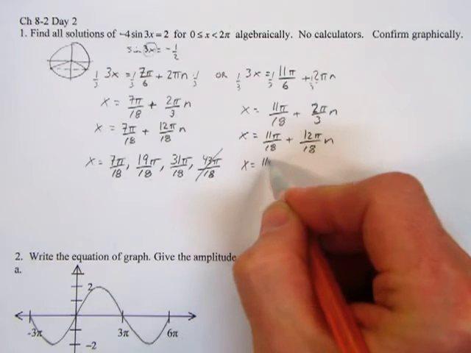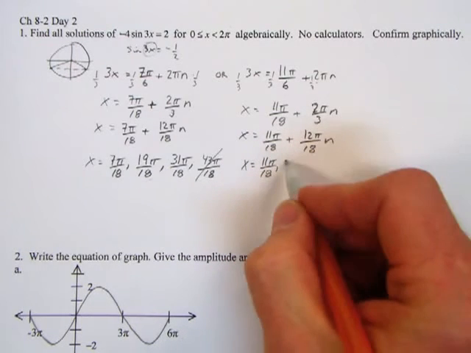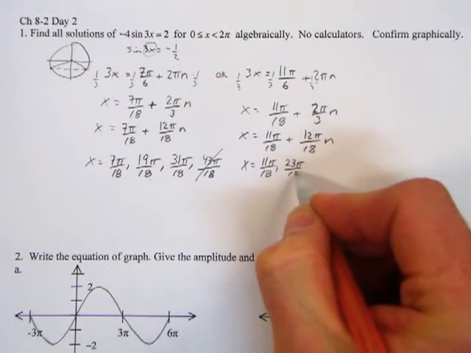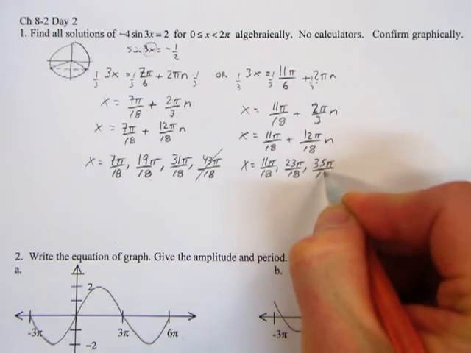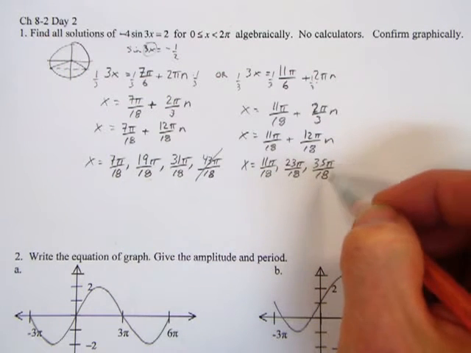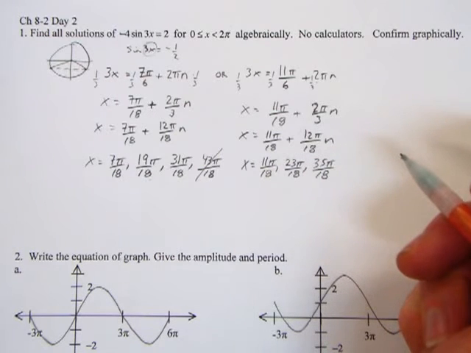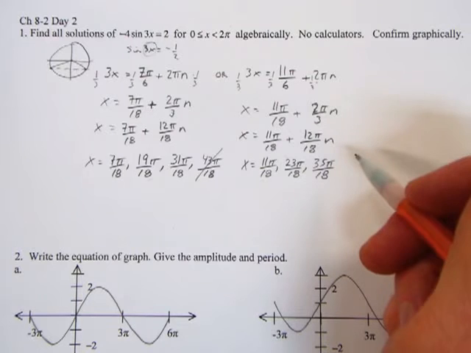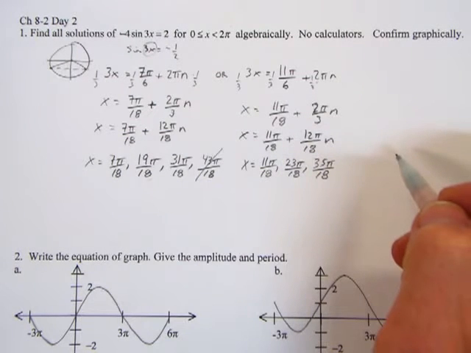And on this piece, we have 11 pi over 18, add 12 pi over 18 to get 23 pi over 18, add another 12 pi to get 35 pi over 18, and if we add another 12, we'll get 47 pi over 18, and that's bigger than our 36 pi over 18, so we don't include it. So look at the number of solutions we have. We have 6 solutions, 3 from each part.